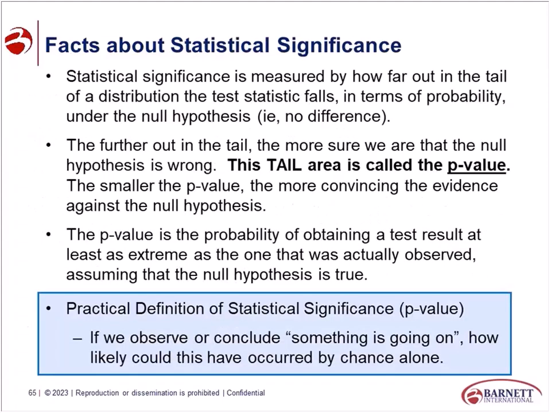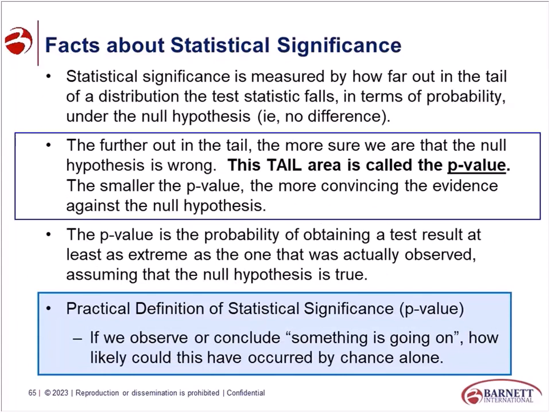Okay, so statistical significance and p-values. We'll just focus on this area right here. The tail area is called the p-value. What we did before the break was a sampling distribution, all possible means. The p-value is calculated as the tail area. That's where we get the p-value from, the sampling distribution of means.